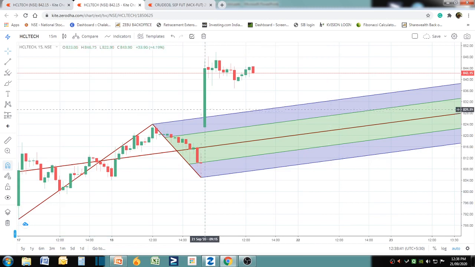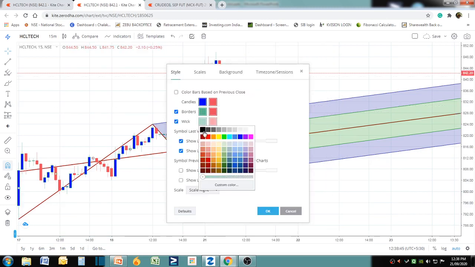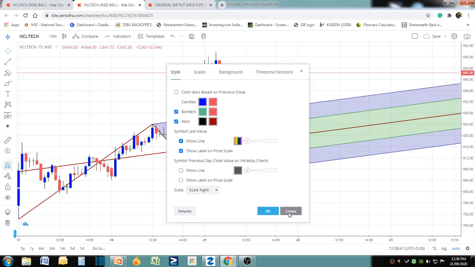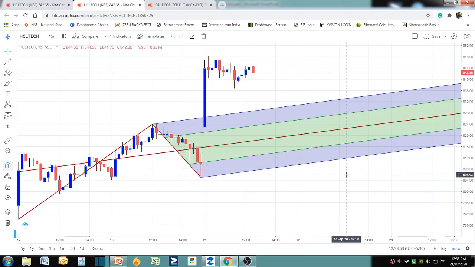You can see the first candle itself. Let's change the color of the candle to blue and the wick to red, so that you can see the points exactly. So this already rocketed and it breached all the points and went outside the plot of the shift pitchfork. So we need to catch up.